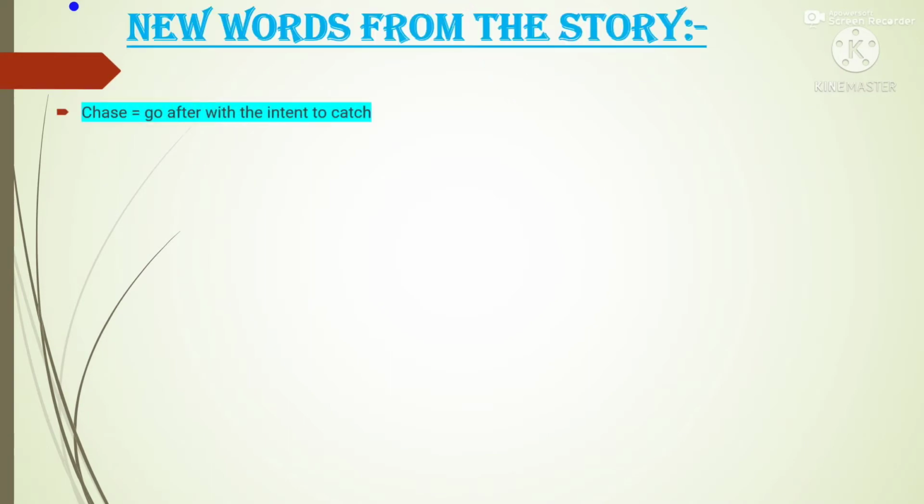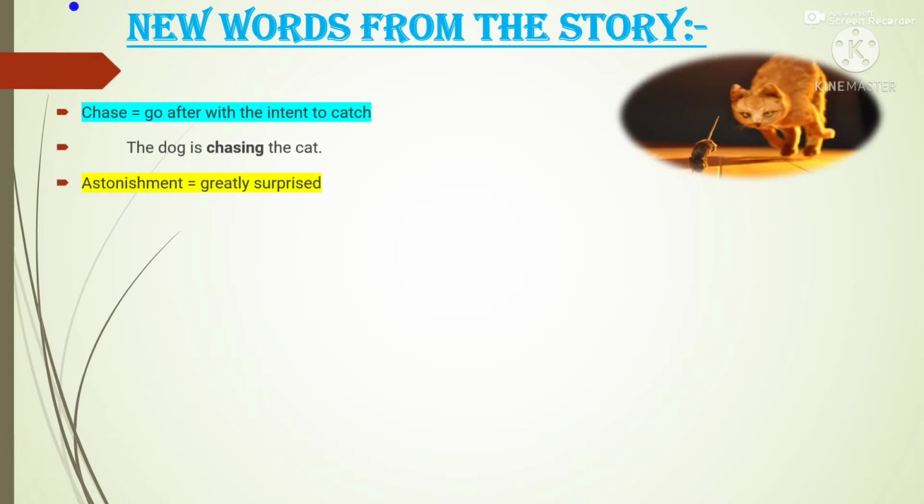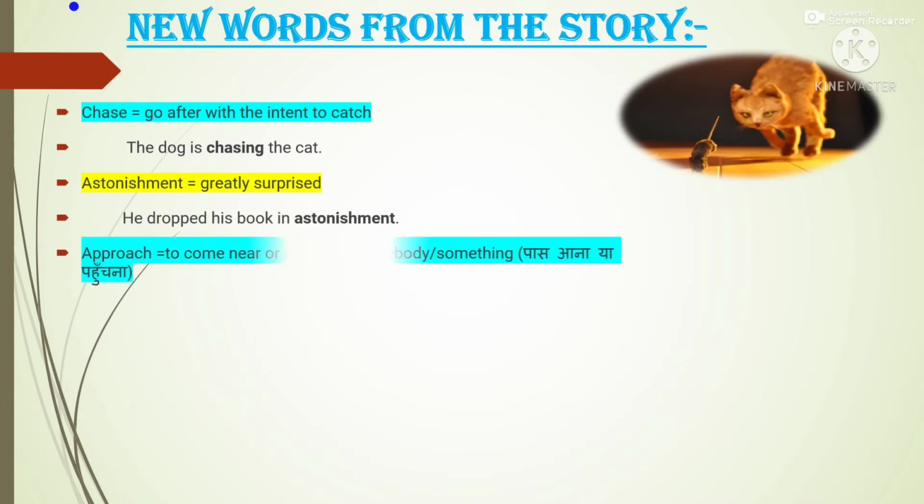Next, chase means go after with the intent to catch. You can see the dog is chasing the cat. Astonishment means greatly surprised. He dropped his book in astonishment. Okay. Approach means to come nearer to somebody or something.